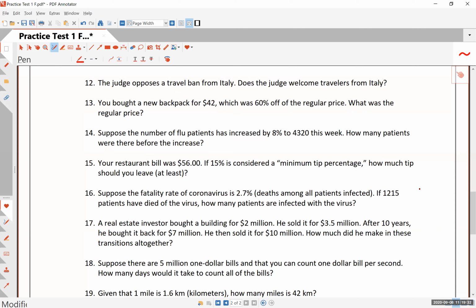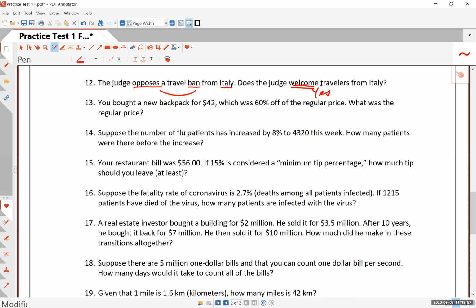The judge opposes a travel ban from Italy. Does the judge welcome travelers from Italy? Again, you can see the word ban. That has a negative connotation. Oppose is, of course, a negative. So you have a double negative, and so the answer is yes, it does. This judge does welcome people from Italy.